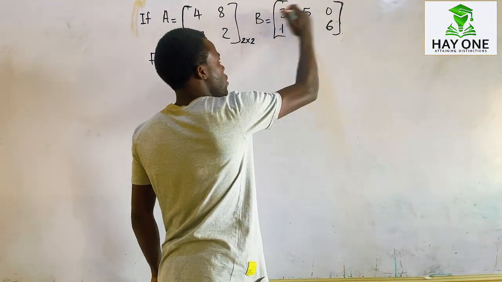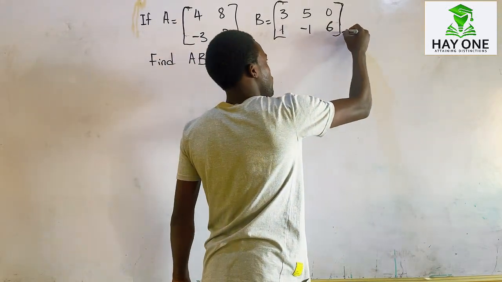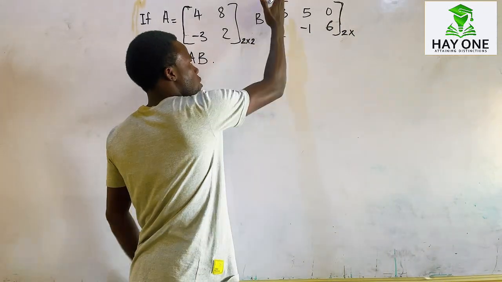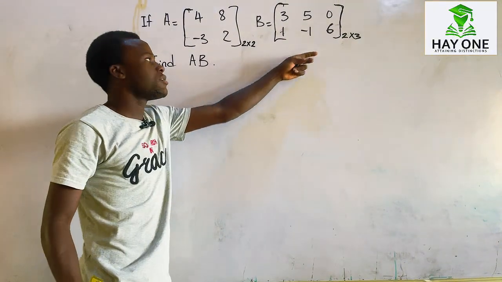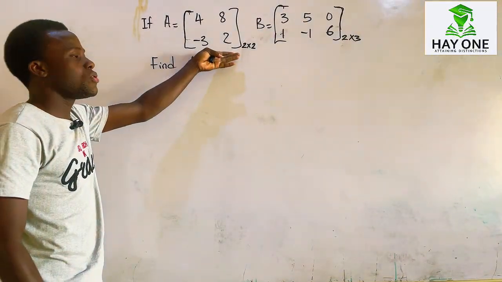How many rows do we have? 1, 2. So we have 2 by, then how many columns? 1, 2, 3. So this is a 2 by 3 matrix. While the dimension of this matrix is 2 by 2.